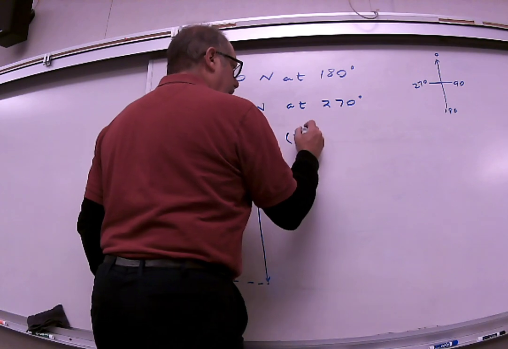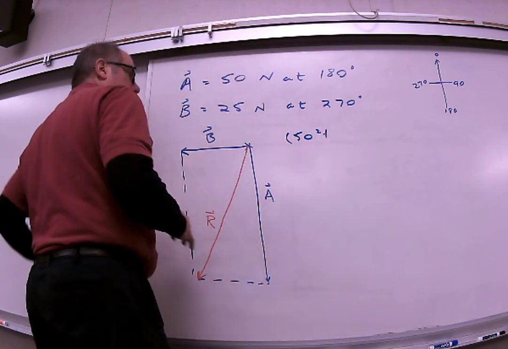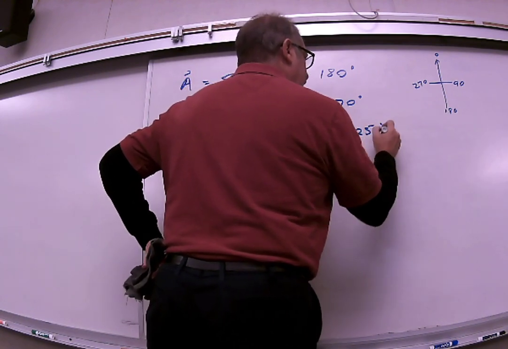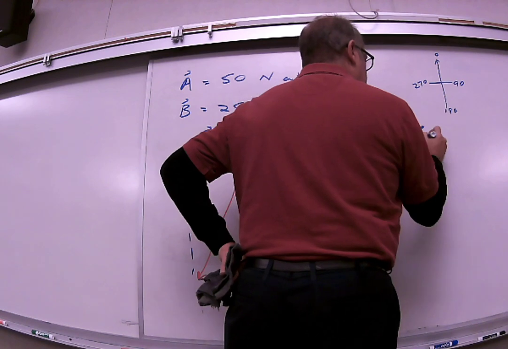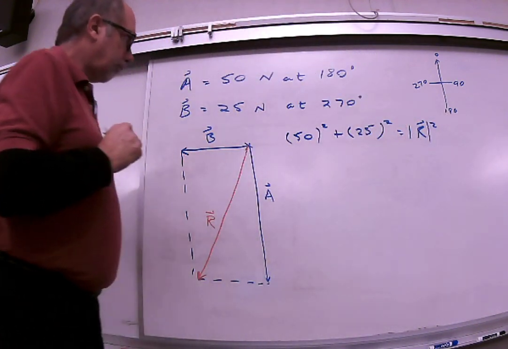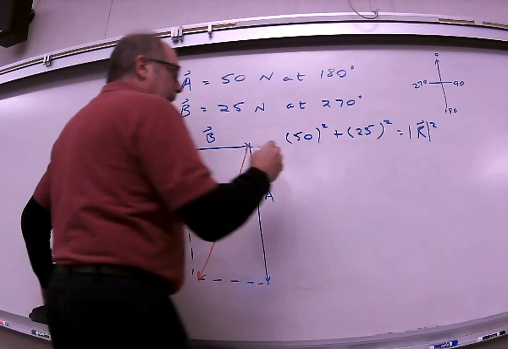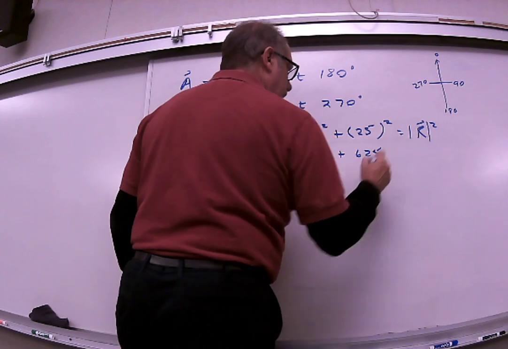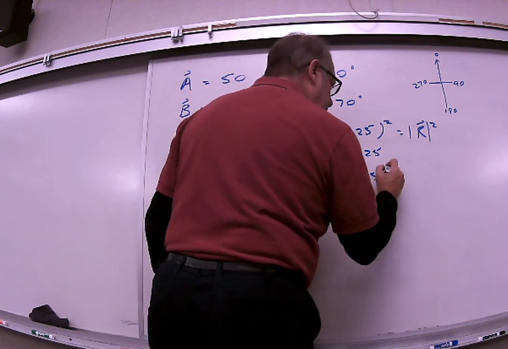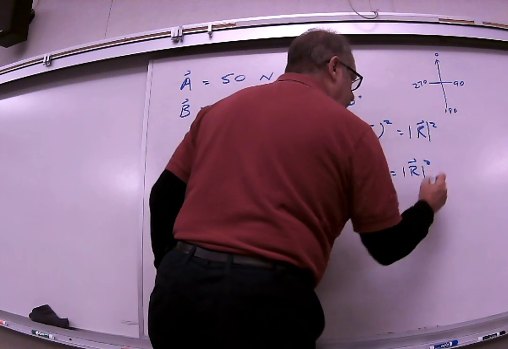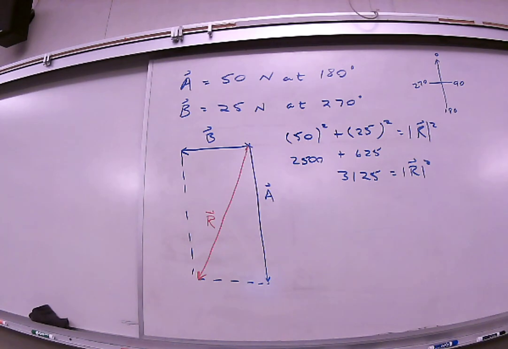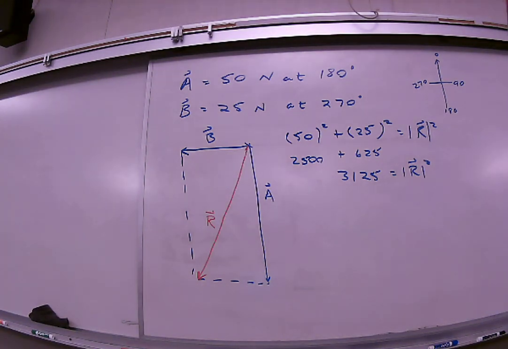So 50 squared plus 25 squared is going to be equal to the magnitude of R squared. And I happen to know this. 50 squared is 2,500. 25 squared is 625. So that's equal to 3,125, the magnitude of R squared. But I don't know the square root of 3,125. Can somebody help me with that? What is the square root of 3,125?